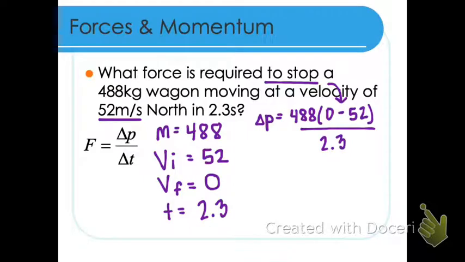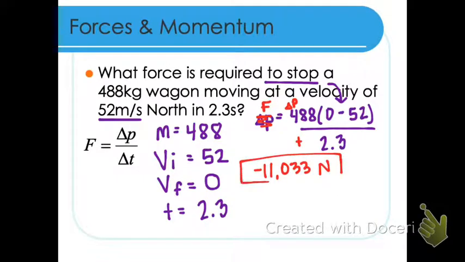Let's see. So my P, my momentum value was negative 11,033.04. I take that divided by my time. Oh man, okay. I did this a little bit backwards right here. This should be labeled force. Sorry about that. Because this part was the delta P, this part was my T on the bottom. So that was my fault. So that negative 11,033, that is my force.